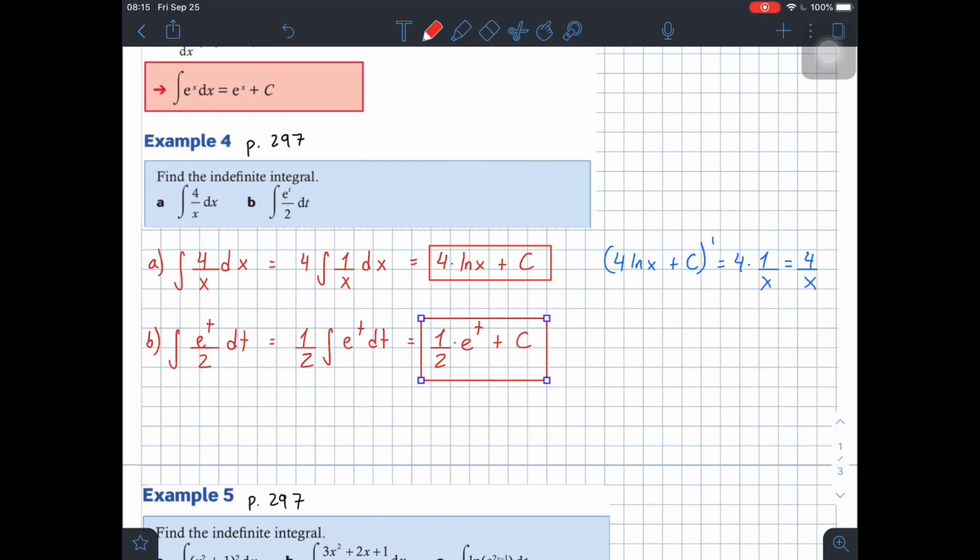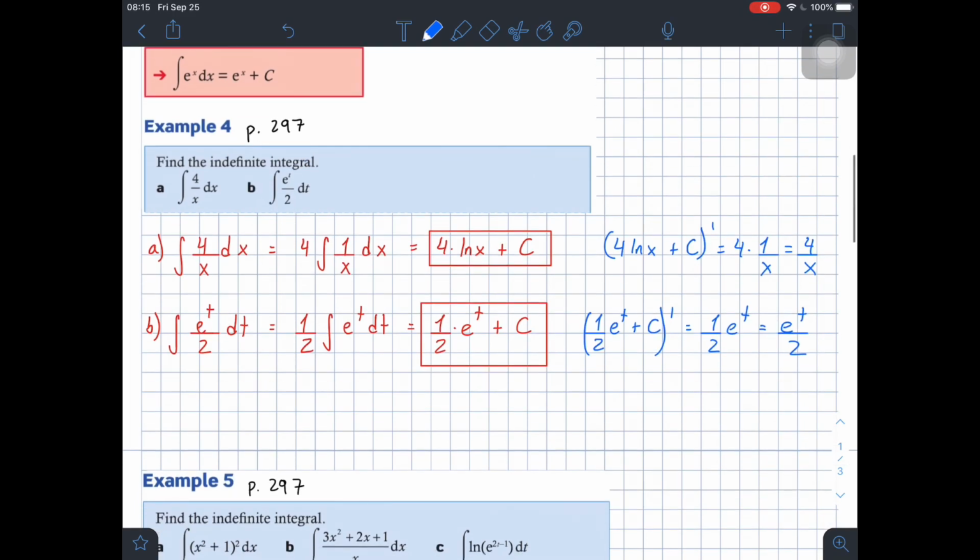As always, we can do the checking by finding the derivative of this expression. So we're going to say that the derivative of 1/2 e to the power of t plus c is equal to, the derivative of e to the power of t is e to the power of t, so it's 1/2 e to the power of t. Derivative of c is 0, so we don't need to write that. And you see that if we rewrite this as e to the power of t divided by 2, we get exactly the same expression we had at the beginning of the exercise. That means that we're doing this correctly.